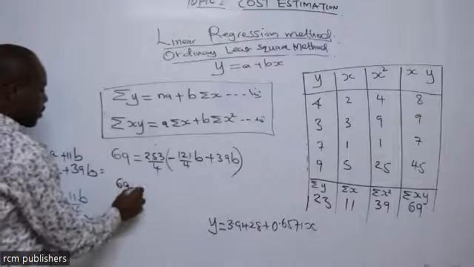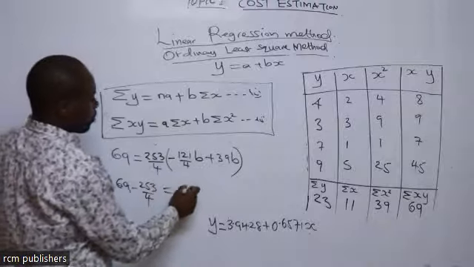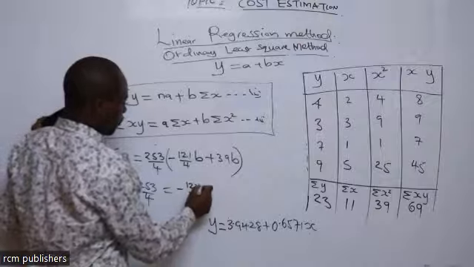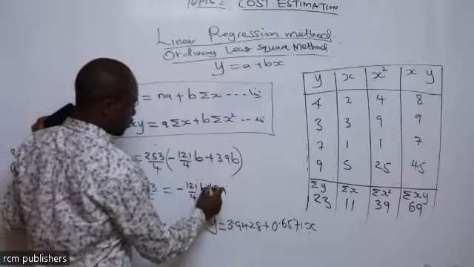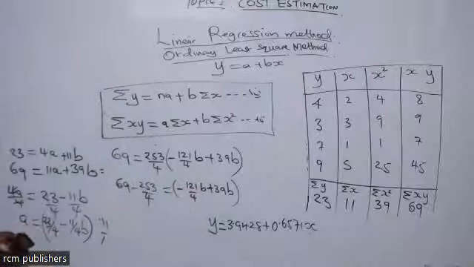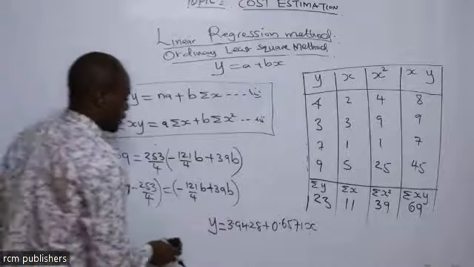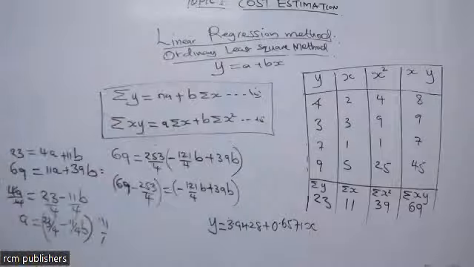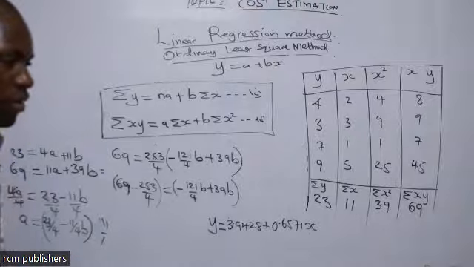So 69 minus 253 over 4 is equivalent to minus 121 over 4 B plus 39 B. Hizi zote tukideal nazo tunapata ngapi? Somebody not to let us down. Tunapata ngapi? What are we getting?